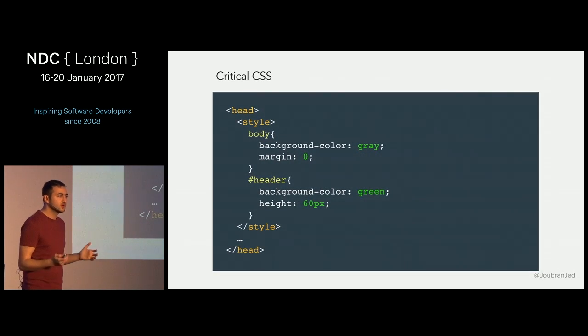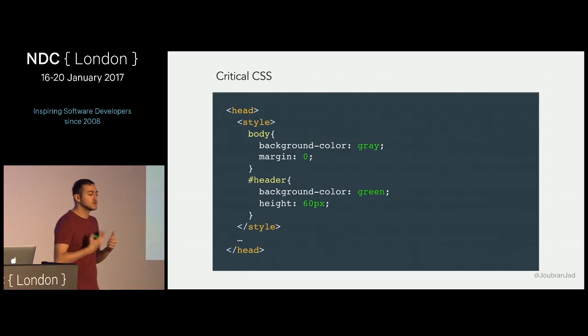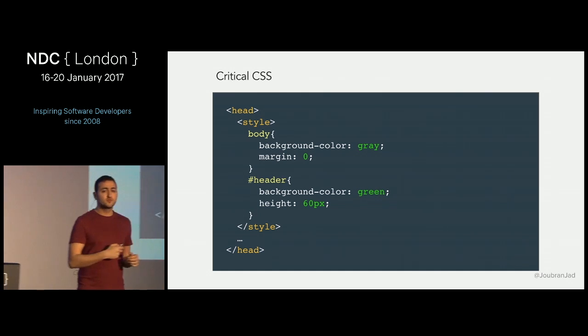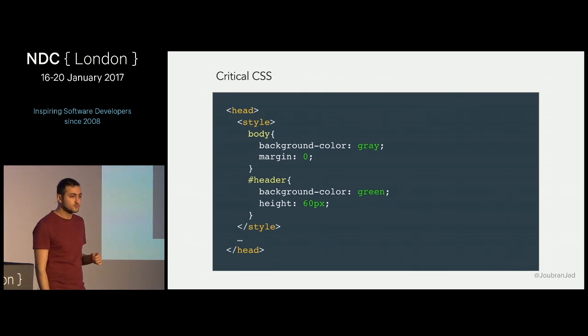So what do I mean by critical CSS? Well, I'm just talking about those minor styles that you can add in the head to just show something to the user. So I'm just changing the background color here to gray, removing the margin, and then just setting a background color on the header. It's not a lot, but just to show that something's happening.